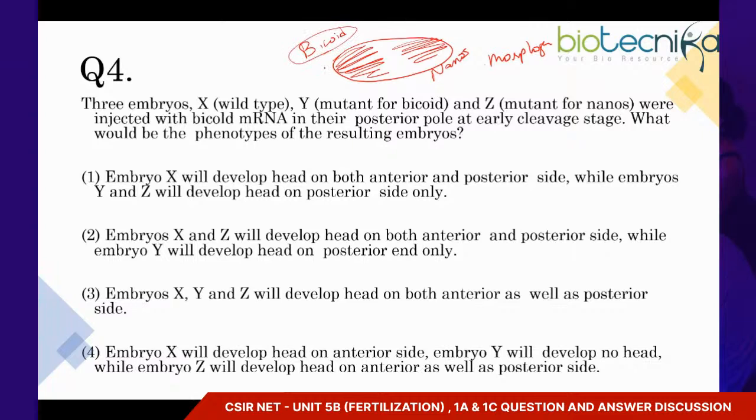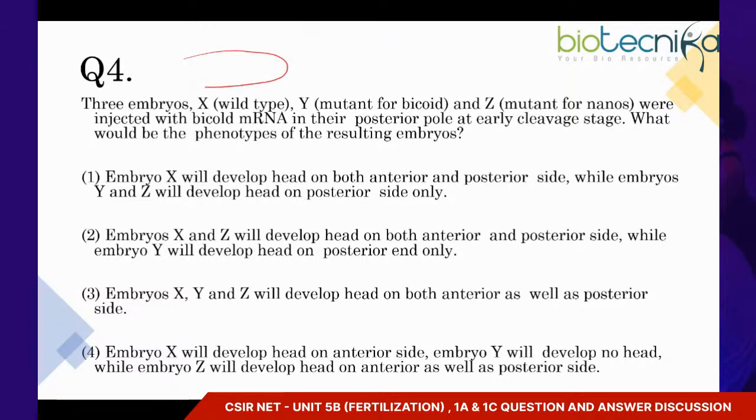So bicoid is more dominant. Wherever it is present, it can develop head-like structures. And in the posterior, you have nanos. These are morphogens, and they will be specifying different areas of the embryo depending on their concentration. Let's see what the answer will be. So we have three embryos. When you get this type of question, it is better to always draw it and see. So you have the wild type, which we can write as WT.